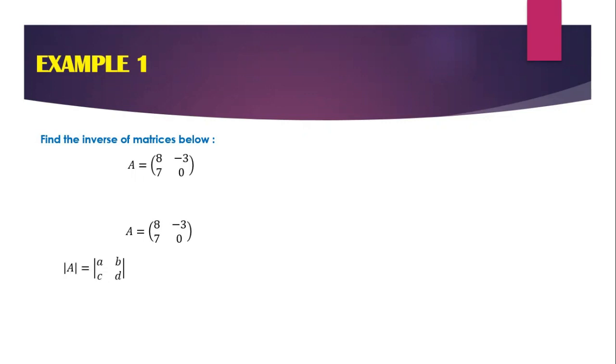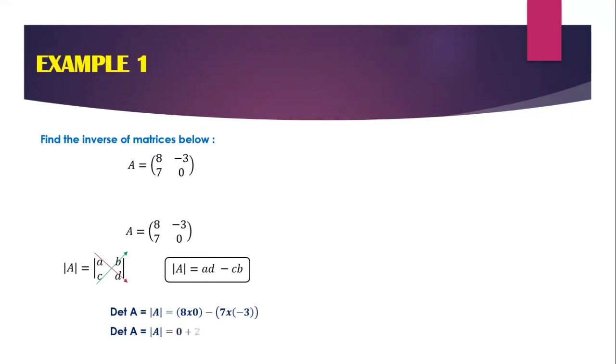Determinant of A is the absolute value of A, B, C, D. This is the formula, right? Diagonal minus diagonal. So determinant of matrix A is AD minus BC. So determinant A is 8 times 0 minus 7 times minus 3. We got determinant A is 21.